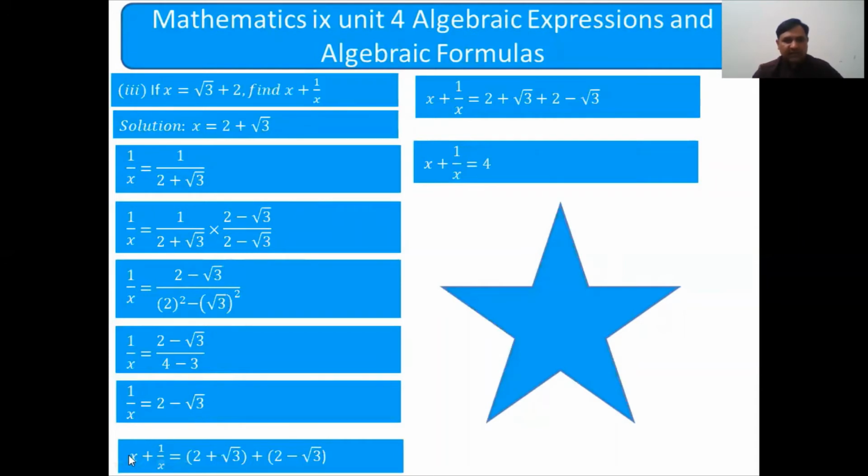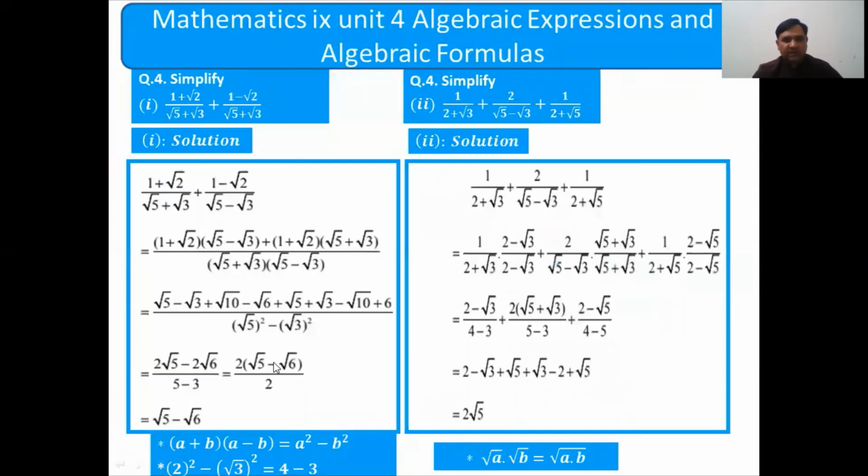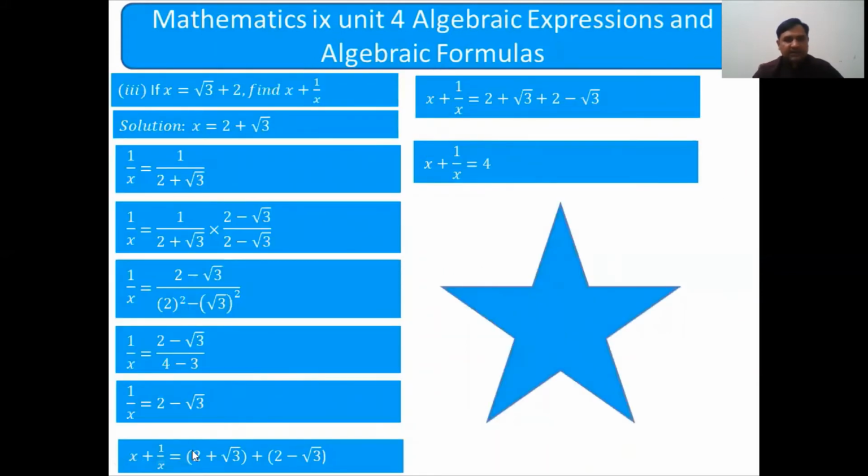So now we have to find the value of x plus 1 over x. What is the value of x? x is 2 plus square root of 3, and the value of 1 by x is 2 minus square root of 3. So this is the value of x, and plus this is the value of 1 by x. When we remove the brackets, we have this expression. So this square root of 3 cancels out with this one. So we have 2 plus 2, 4. So the value of x plus 1 by x is equal to 4.